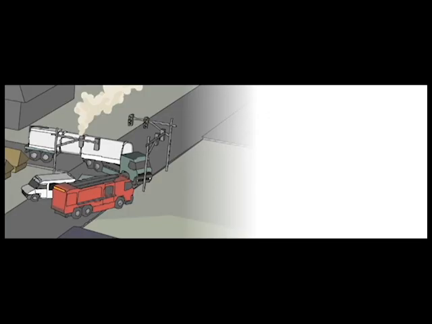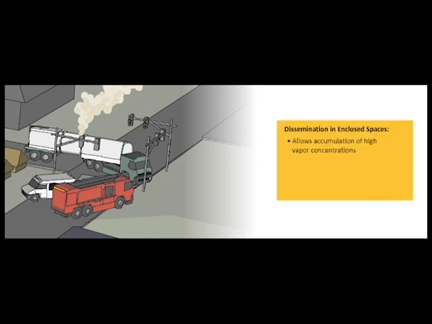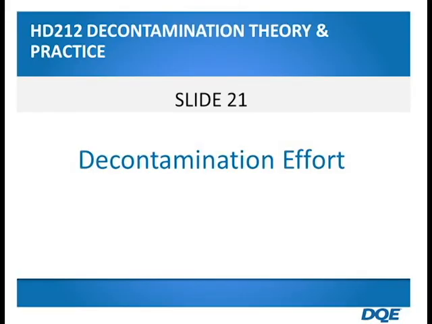Unlike releases into the open air, dissemination in enclosed spaces allows the accumulation of high vapor concentrations. In this circumstance, the proportion of people with high exposures is likely to be increased. The most severe vapor exposures occur in enclosed spaces.